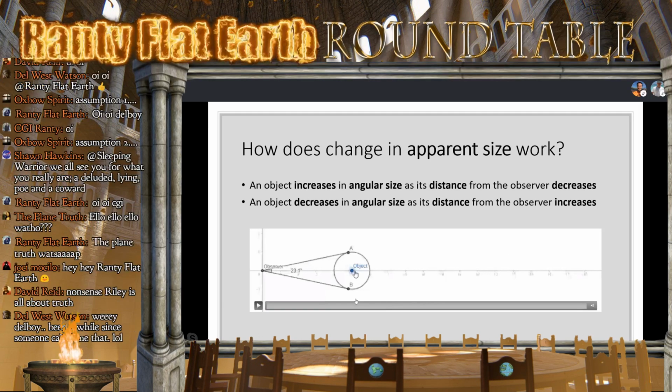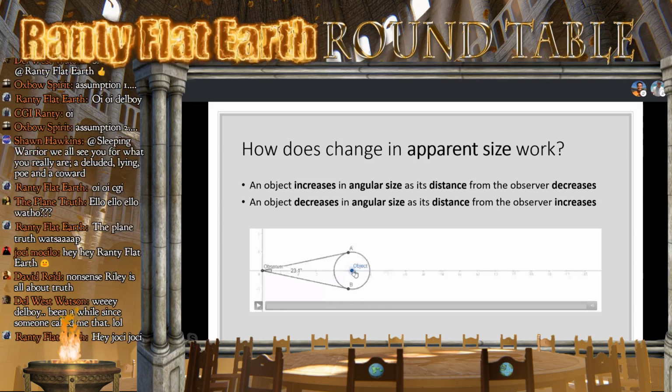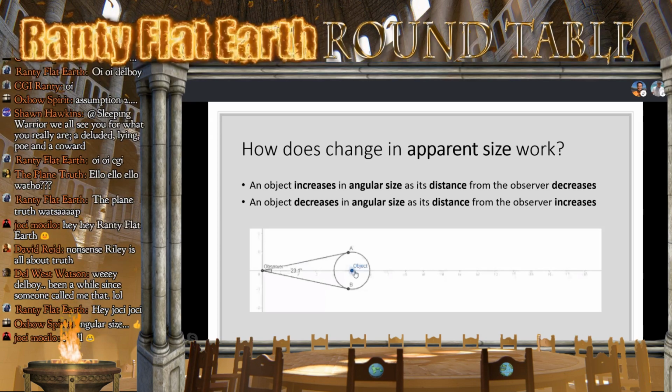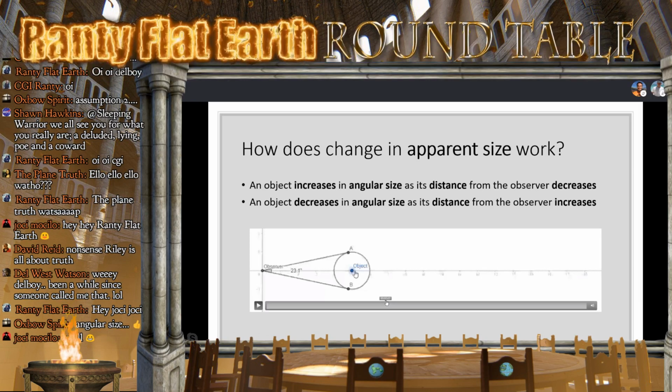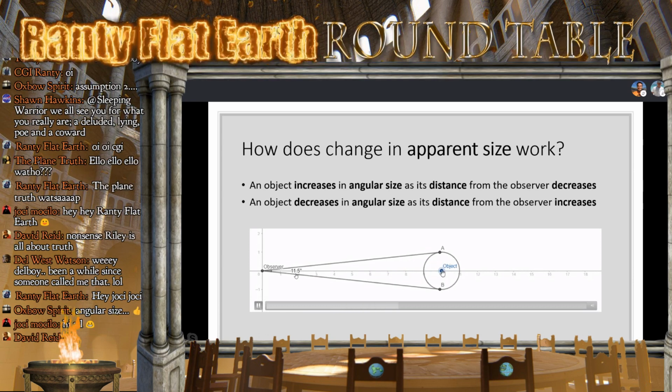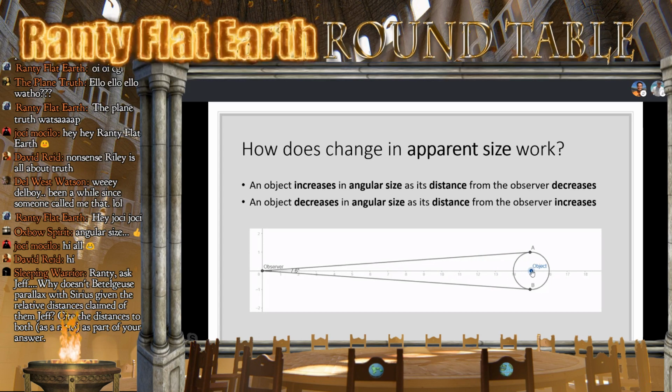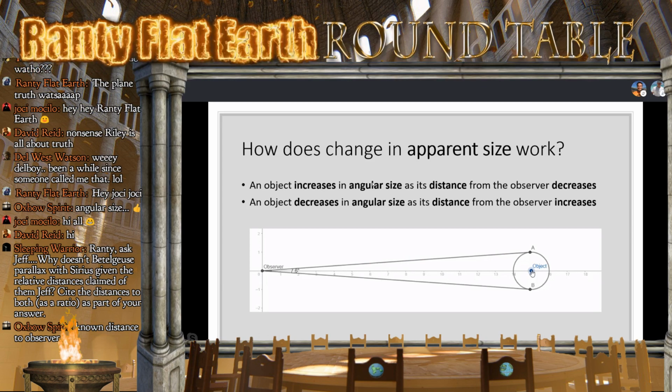And this short animation here shows an object. It's a ball of radius 1, and it is 5 units away from the observer. And at the beginning, it has an angular or apparent size of 23.1 degrees. And you'll see as it moves further away, its angular size decreases. The actual size of the object stays the same, but the angular size, the amount of space of your vision it takes up, decreases as it gets further away.